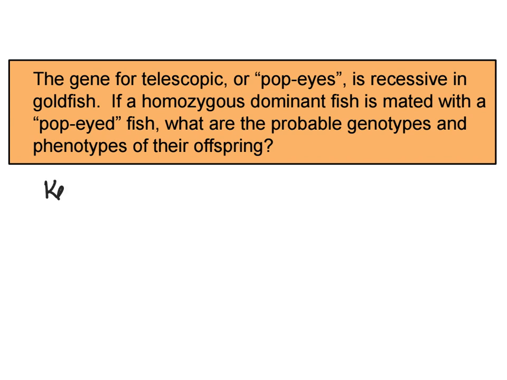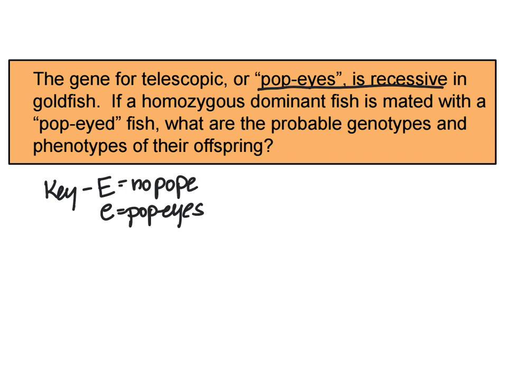So I'm going to start out again with my key. It tells me in the problem that pop eyes are recessive. So I'm going to use the letter E for my traits, and I know that pop eyes is recessive. That means no pop eyes is dominant.